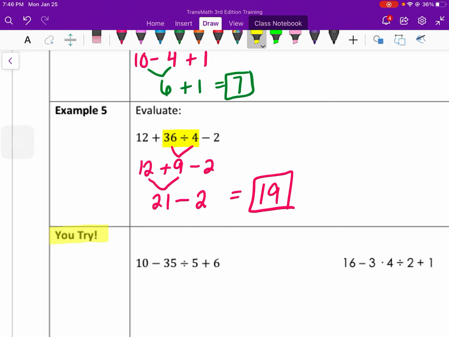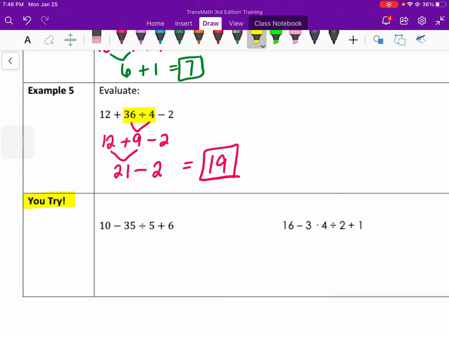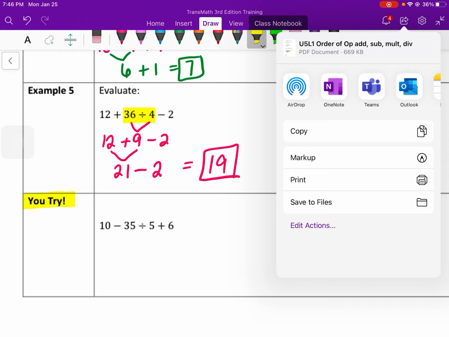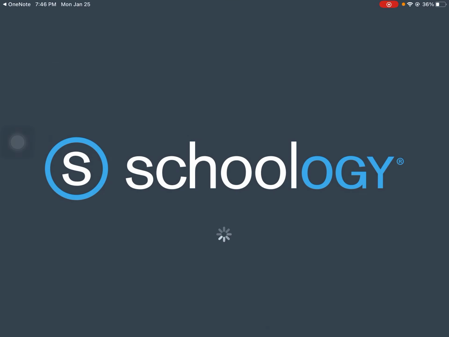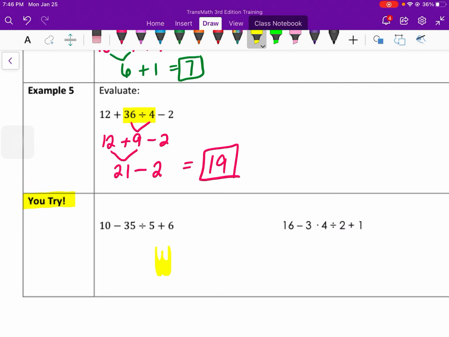All right, you try. There are 2 problems for you to try here, and then turn it back in when you're done. Remember, we share it back to send a copy of the page, send it off to Schoology, submit to an assignment. This is week 1, Unit 5, Lesson 1 notes. You can find that week 1, Unit 5, Lesson 1 assignment to submit this back to.